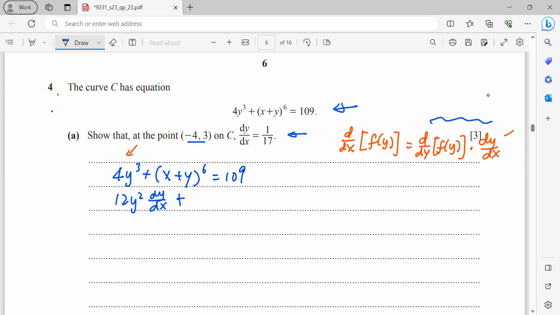Then plus, for the second term, the cube degree 6 of x plus y. This is using the power rule. Okay, the power rule is d over dx of f of x degree n. This is the power rule.